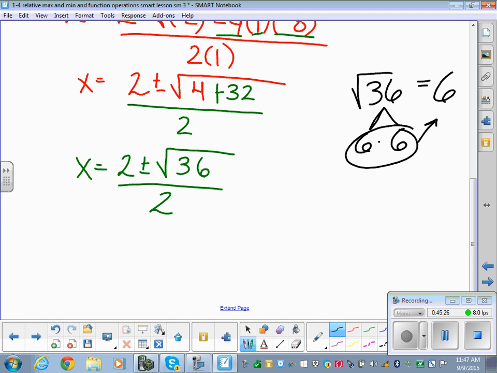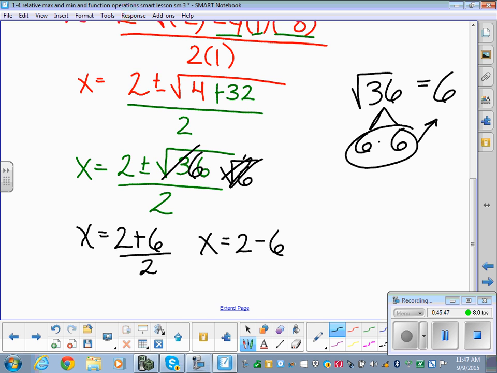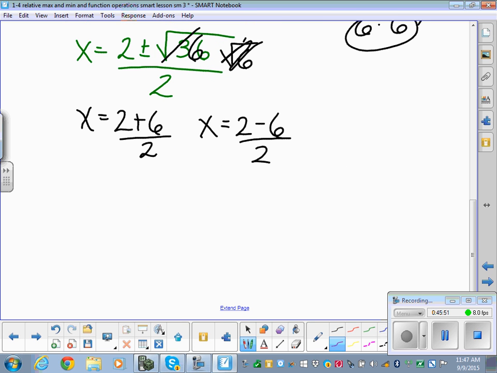Super important. A lot of students tend to go like this: the square root of 36 is equal to the square root of 6. You guys, that's not correct. Not correct. The square root of 36, the whole thing became 6. So what we have here is x is equal to 2 plus 6 over 2, and we have another answer. X is equal to 2 minus 6 over 2. Don't leave your answer like that. These are whole numbers. You can go through and simplify them.